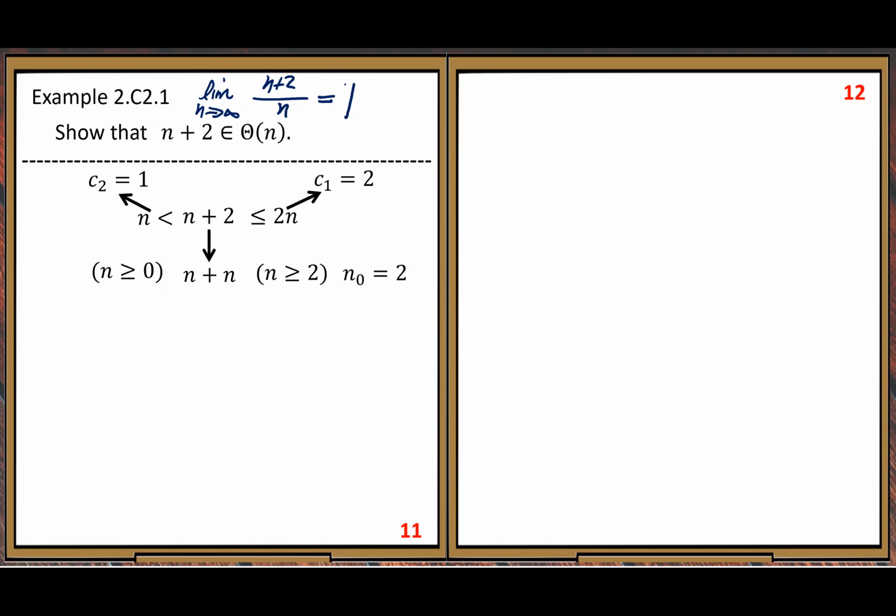So you can see our method number 2. You need to do a little more math work here. When you do the math work in your mind, you need to find 3 constants: C1, C2, and n0. Lower bound, upper bound, and the condition line n0. All right?